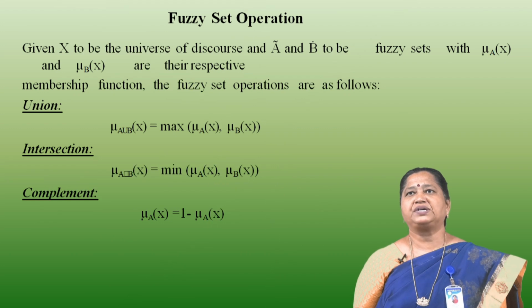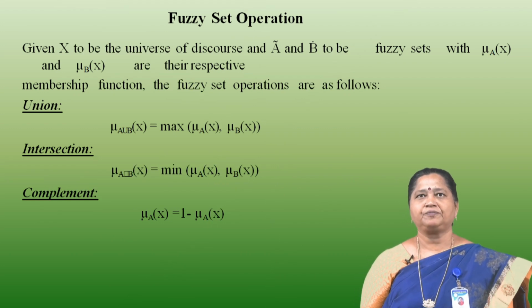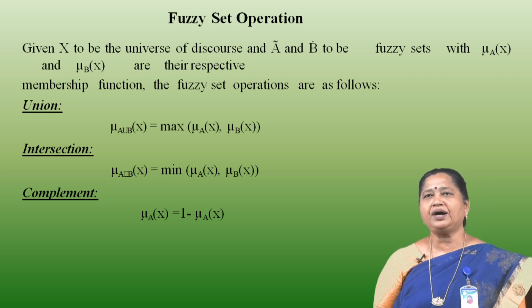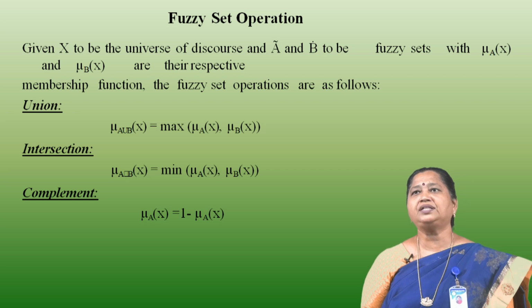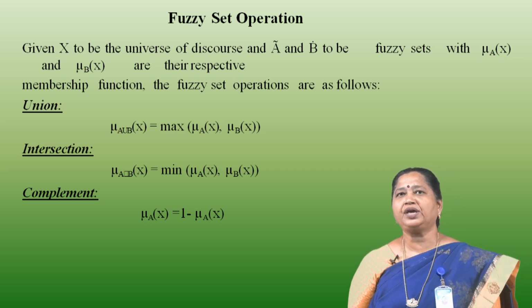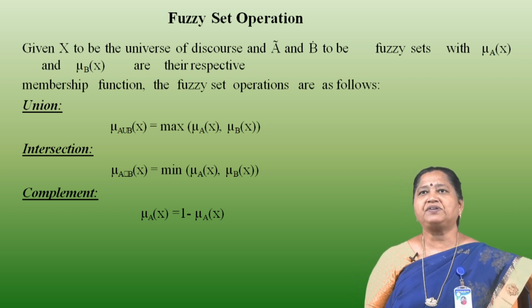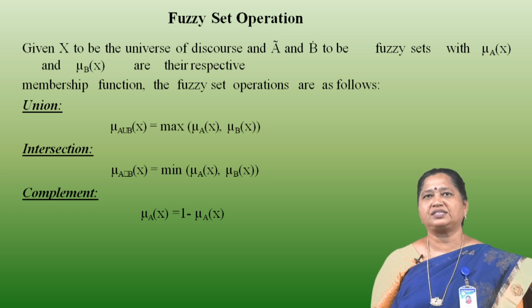The next, fuzzy set operations. Given X to be the universe of discourse and A bar and B bar to be fuzzy sets with mu A of x and mu B of x as their respective membership functions, the fuzzy set operations are as follows.